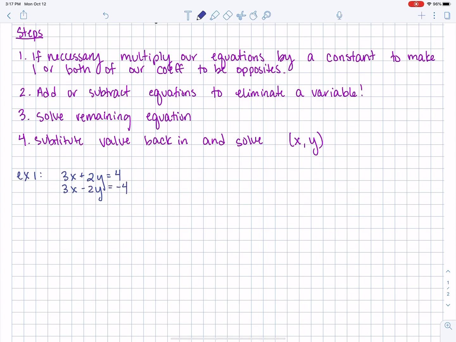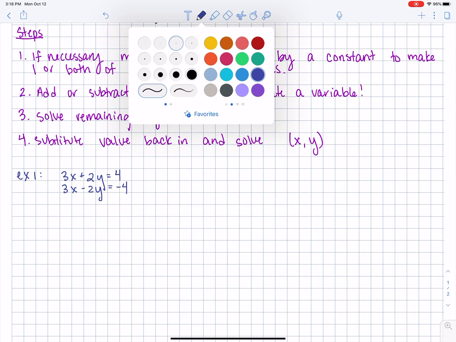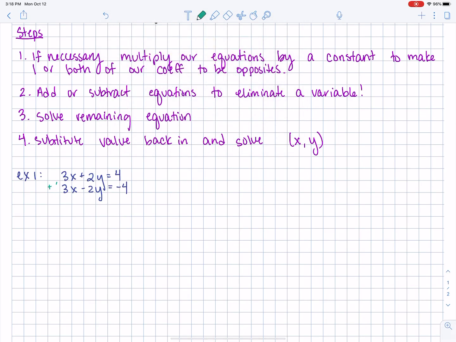3x minus 2y is equal to -4. Now, the first thing that I want you to notice here is that the 2y and the -2y are opposites of each other. So this is set up to go ahead and eliminate, meaning that, I'll use green, I can add up these equations, and when I add them up, the y's will disappear. So I have 3x and 3x, that's going to give me 6x. 2y plus -2y gives me 0y, or goes away, is equal to 4 plus -4, and I do need to put the 0 there because it's the other side of the equation.